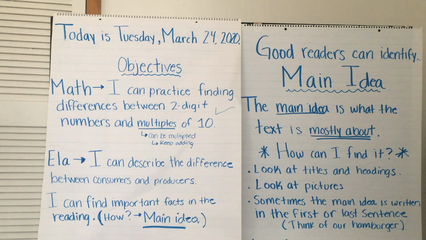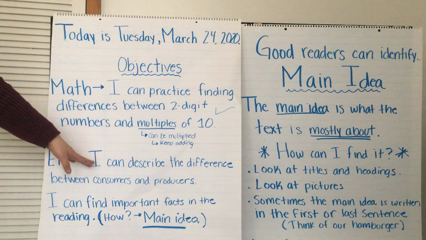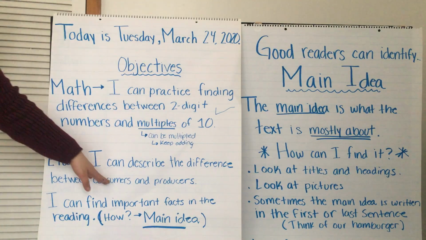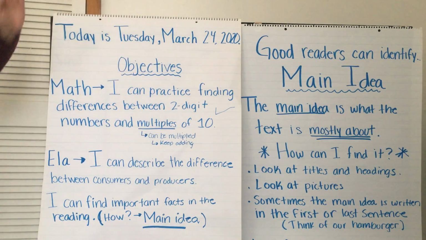I'm going to be adding some writing lessons for a writing project that will be due on Friday. But I want us to focus on two main things today. One of the main things is that I can describe the difference between consumers and producers. So we're going to be reading about consumers and producers for today, and we are going to be using main idea to help us read today.